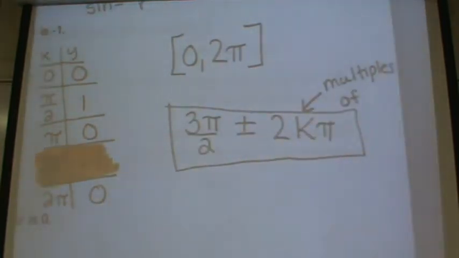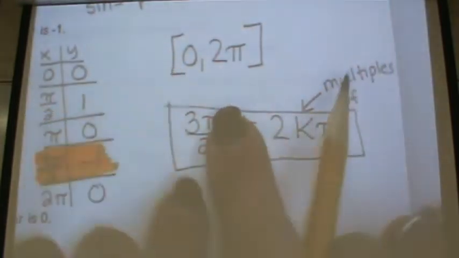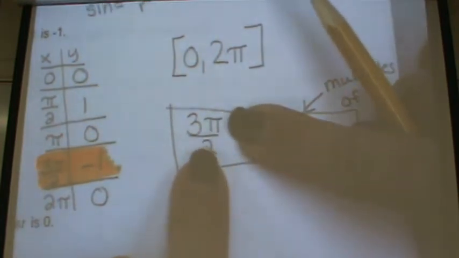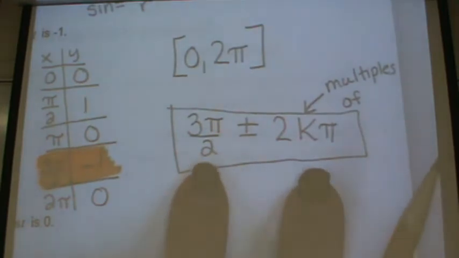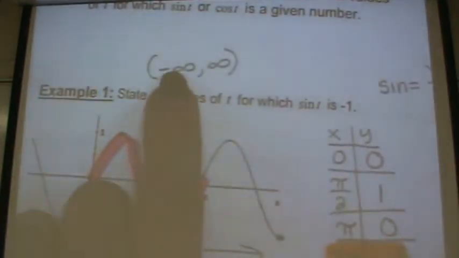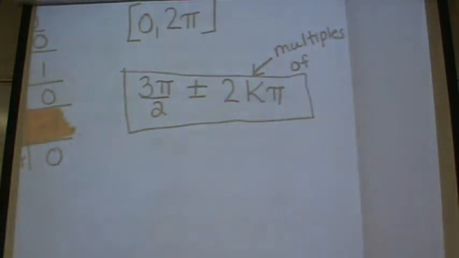Now, when you start taking these tests, you have to read the directions. If the directions say, state all of the values for which sine is negative 1 from 0 to 2 pi, that's the only answer. You just say 3 pi over 2. But because it said all, meaning from negative infinity to infinity, you have to write that down. It's important, because the period is 2 pi.